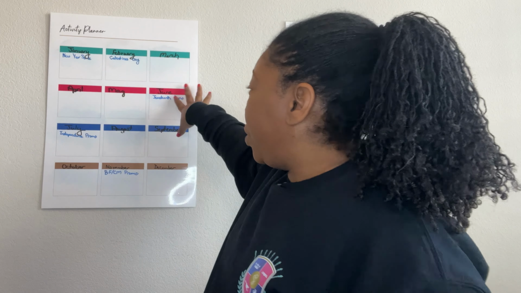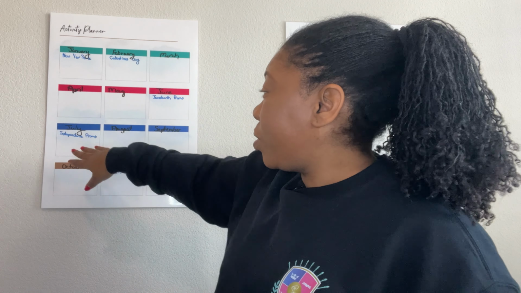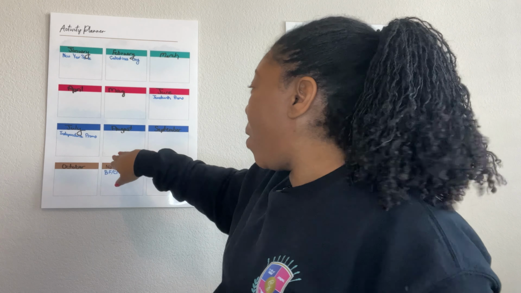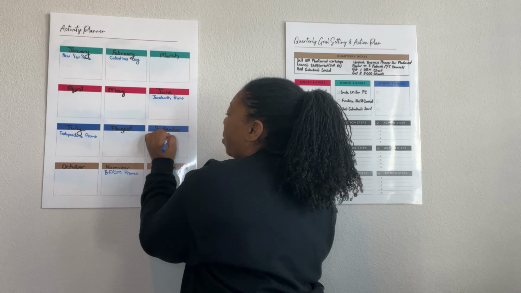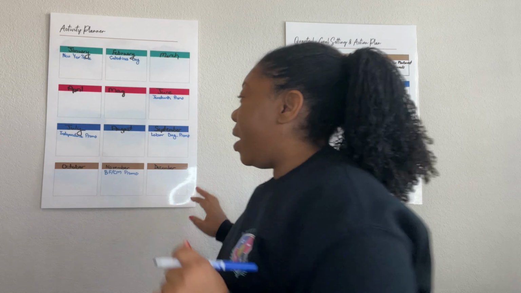So we know we have Juneteenth in June, we have the 4th of July, so we're going to have an Independence Day promo. In September, we have Labor Day, so I typically always do a Labor Day promo. And now what I want to do is get into some other events that I know I want to focus on that are going to be specific to my business.